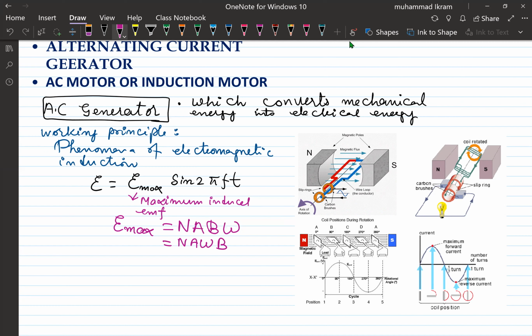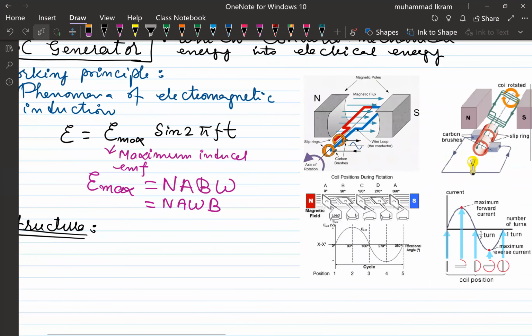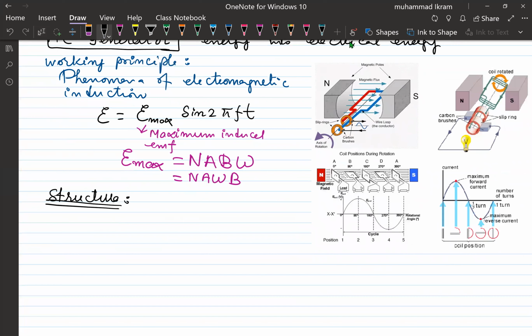Now let us see what the structure of the generator is. The AC generator consists of a powerful radial magnet. This powerful radial magnet which you see here generates the magnetic field strength B.